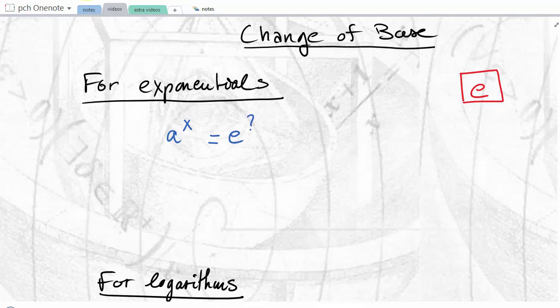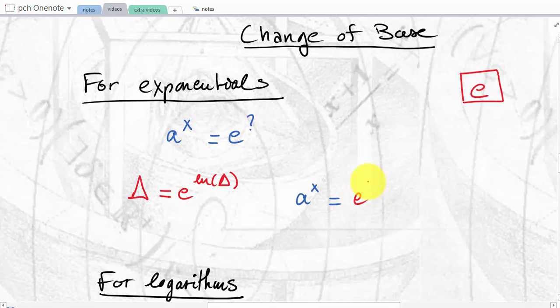So let me show you. It's very easy. You have to remember the formula. It's a very important formula. Anything, let's call it delta if you want to, anything is equal to e to the power of ln of that thing right here. Okay, it's one of the three fundamental formulas relating log and exponential, this one. And that's exactly what I'm going to apply right here. So if I'm given a to the x, I can rewrite it as e to the ln of a to the x, right? So far so good.